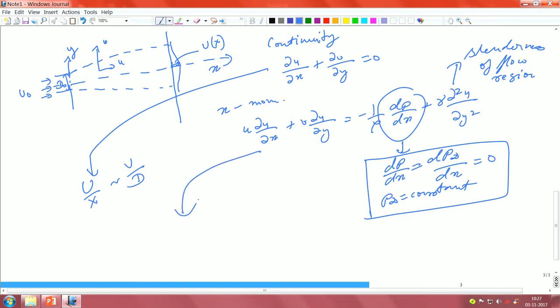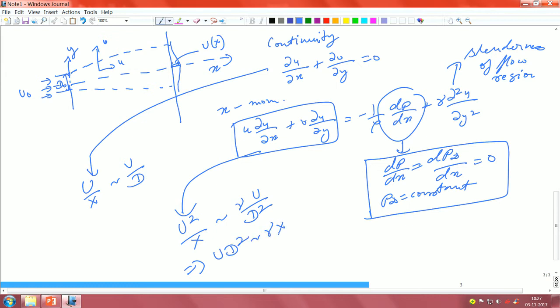From the x momentum equation, as we know, these two terms usually will be of the same scale. So, you can write it as u square by x scaling as gamma u by d square. This gives us the equation as u d square is proportional to gamma into x. So, that is the entire thing we get. This is the first relation that we get.